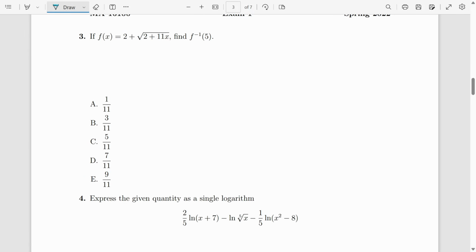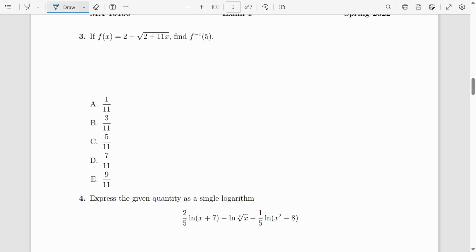Okay, number 3. This is an inverses problem. Usually in these inverse problems, you're given a function, f of x, and then you are asked to find its inverse, and then sometimes you have to plug in a value for x into its inverse. So the setup for these problems is not too bad. It's just a lot of work that you have to do afterwards.